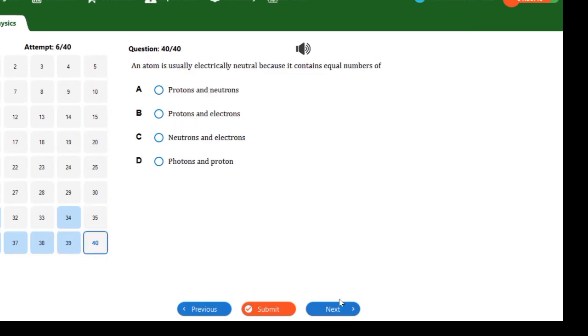Finally, our last question on this session of the 2020 past question solution series, question 40. The question says, an atom is usually electrically neutral because it contains an equal number of protons and neutrons. An atom is electrically neutral if the number of protons is equal to the number of electrons. Sorry, protons and electrons, not protons and neutrons. So the correct answer here is option B. Is that clear? So here we come to the end of the 2020 past question solution series session.